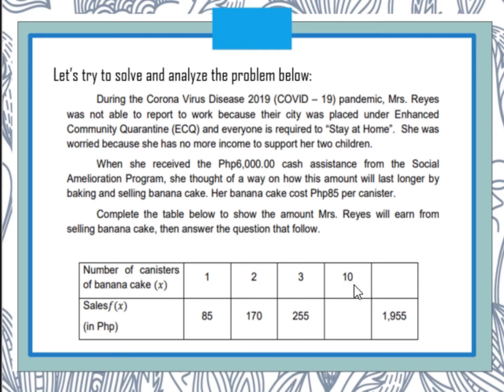Paano kung 10 ang bibilin ng customer? Magkano ang kailangan niyang bayaran kay Mrs. Reyes? Kung ang sagot mo ay 850, then you are correct. What if Mrs. Reyes wants to earn 1,955? Ilang canister ng banana cake ang dapat niyang maibenta? If your answer is 23, then you are also correct.